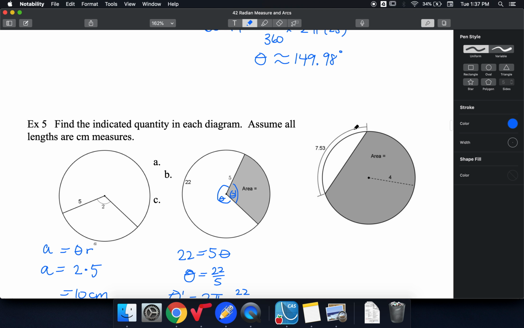We have an arc length, and this is a fun one. I'll write it up for you, and I'll post the solutions for you to look at.